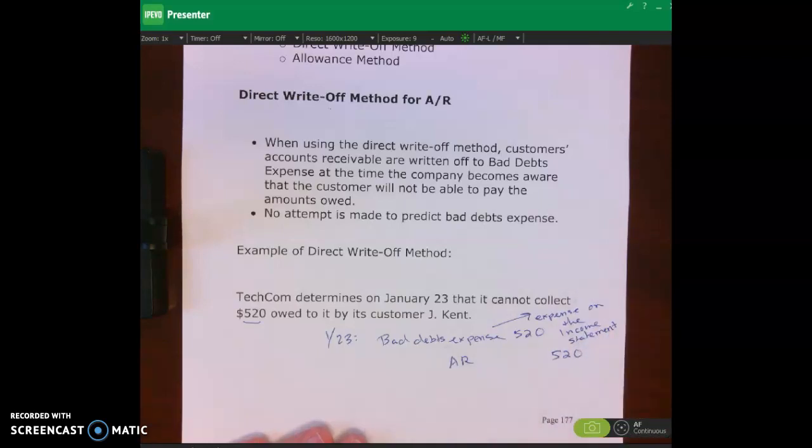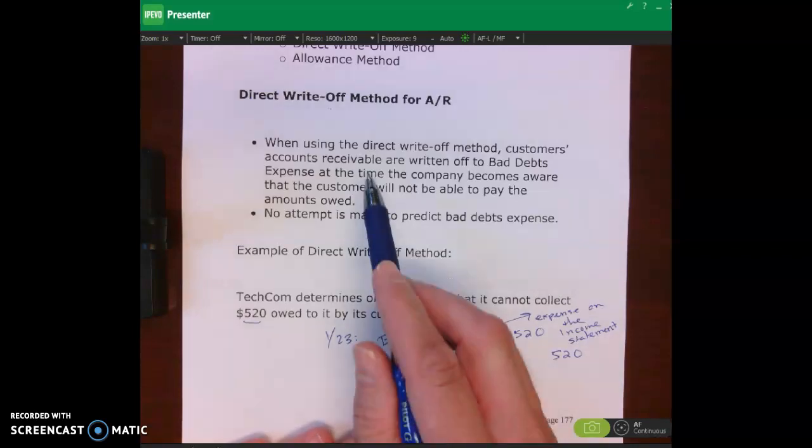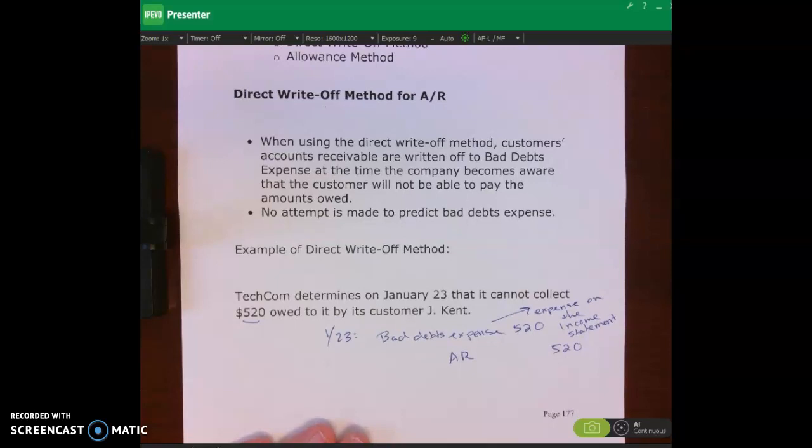And so by debiting the expense, our expenses are going up, total expenses will go up, and then that reduces our net income. And by crediting the accounts receivable, our total amount of accounts receivable in the general ledger goes down by $520, okay? So this is our journal entry with our direct write-off, and what we do with the direct write-off method is on the date that we determine we're never going to get paid. This is just not going to happen. We do this journal entry, debit bad debts expense, credit accounts receivable.